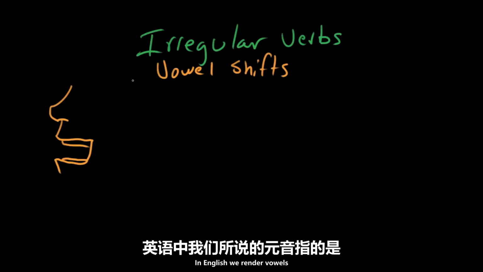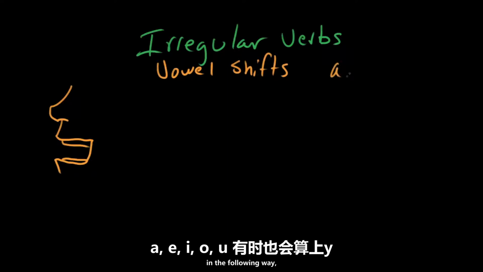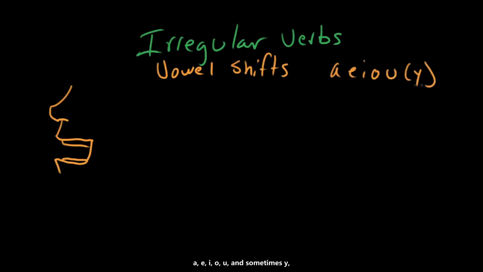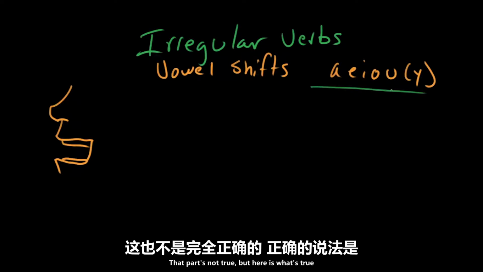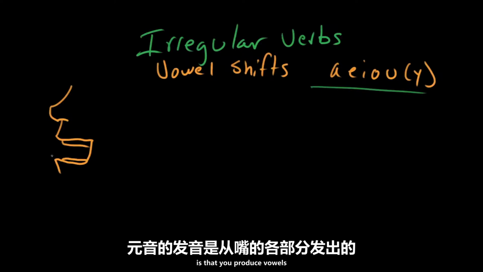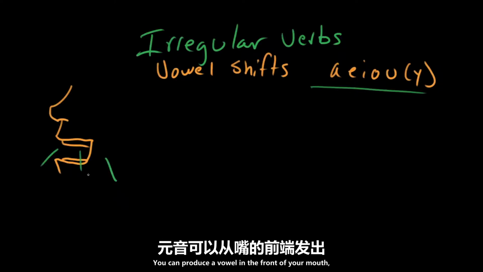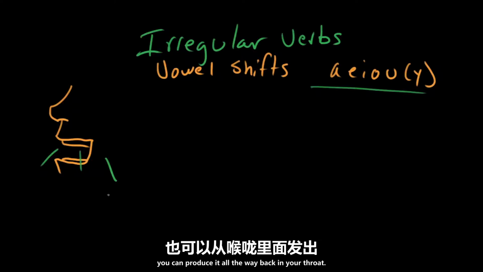And in English, we render vowels in the following way. A, E, I, O, U, and sometimes Y. Or as it is commonly pronounced, ow. That part's not true. But here is what's true, is that you produce vowels from different parts of your mouth. You can produce a vowel in the front of your mouth, you can produce it in the center of your mouth, and you can produce it all the way back in your throat.